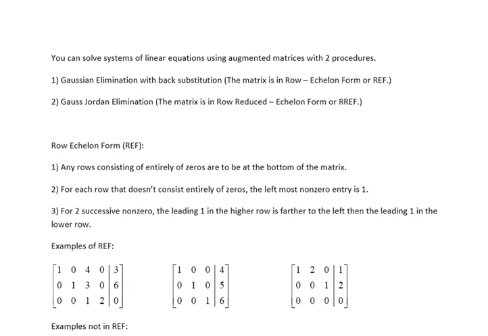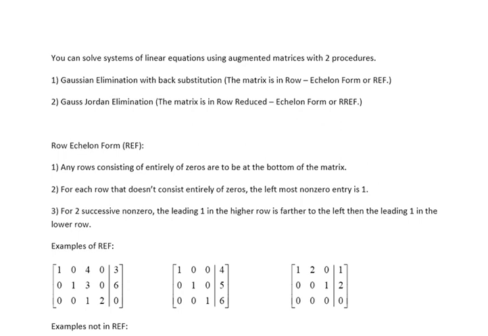Well, let's talk about row echelon form first. So that's any rows consisting entirely of zeros are to be put at the bottom of the matrix. For each row that doesn't consist entirely of zeros, the leftmost non-zero entry is 1. And for two successive non-zero rows, the leading one in the higher row is farther to the left than the leading one in the lower row.